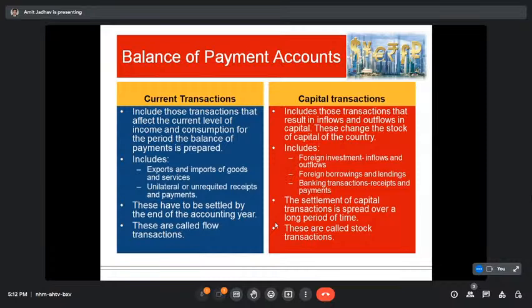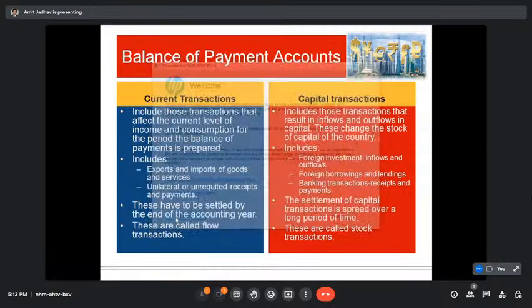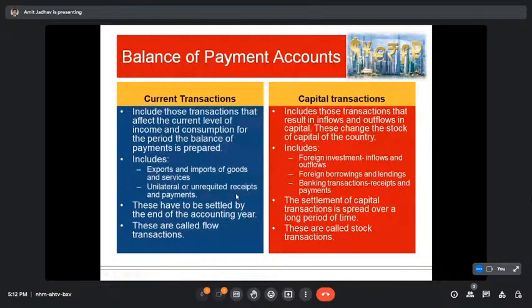So basically, the current transaction has an impact on consumption as well as the current level of income, and it includes the import and export of goods and commodities as well as services.